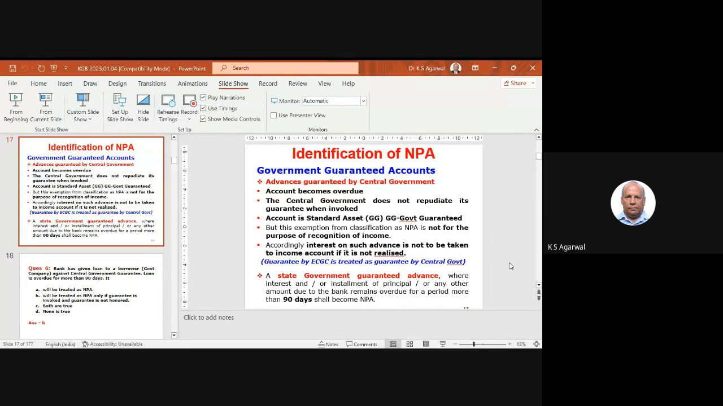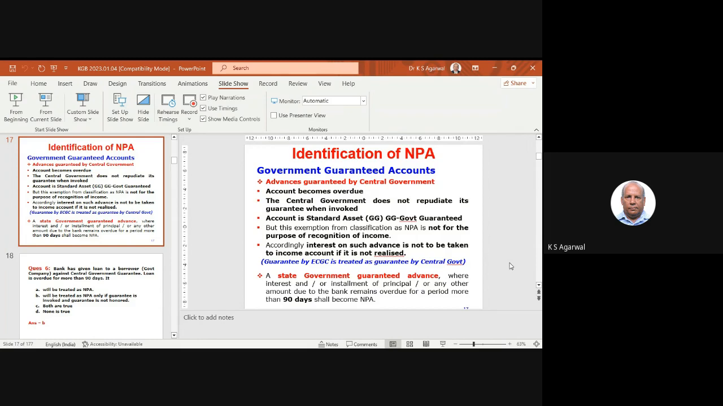This account can be guaranteed by a central government. This account can be guaranteed by a state government. For a state government, no exemption. Usual 90 days delinquency norms are applicable. But for accounts guaranteed by central government, there is a slight concession.